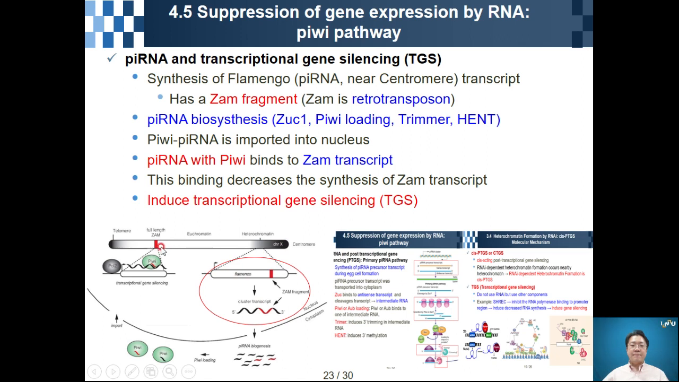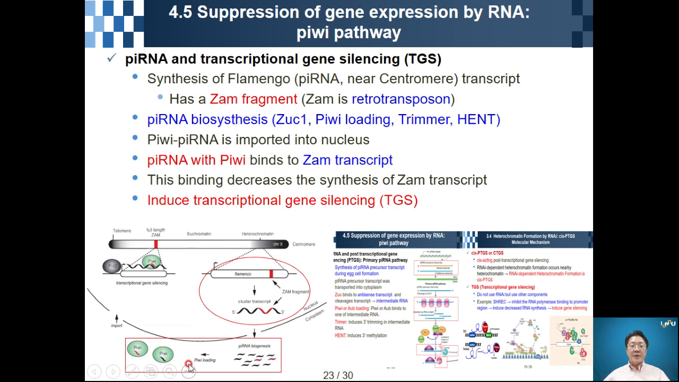Originally, full-length gypsy is a retrotransposon. This gene is also located on chromosome X. But this flamenco transcript has a small part of the gypsy gene, so we call it a gypsy fragment. After that, this transcript is transported into the cytoplasm, and piRNA biosynthesis procedures happen.